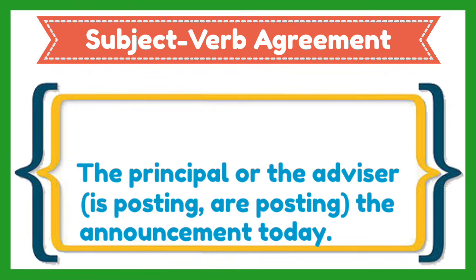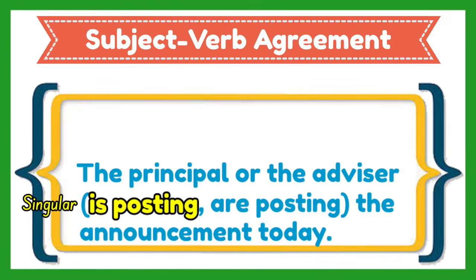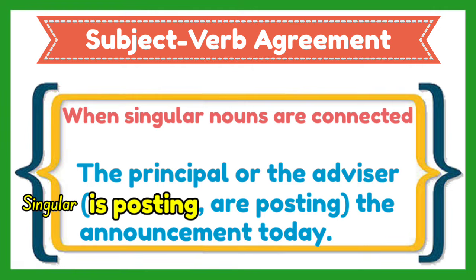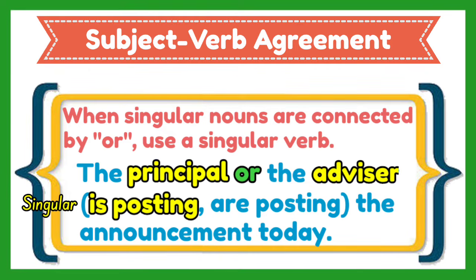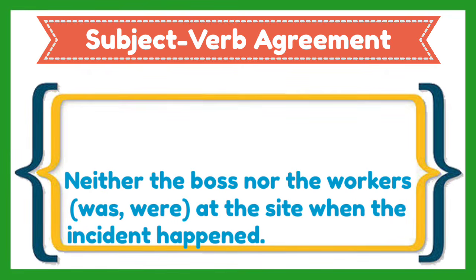Another one, the principal or the advisor is posting the announcement today. The answer is posting, singular. Why? Here's the rule. When singular nouns or pronouns are connected by or, use a singular verb. And if you analyze it, only one of them, the principal or the advisor, is expected to do the action, not the two of them. Is it clear?